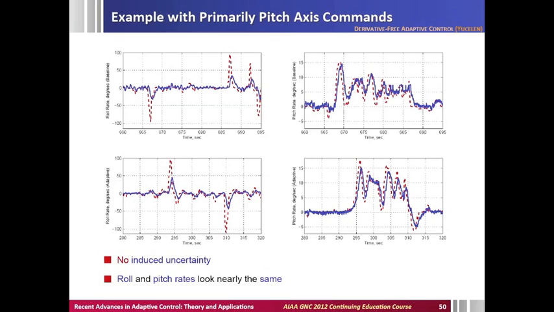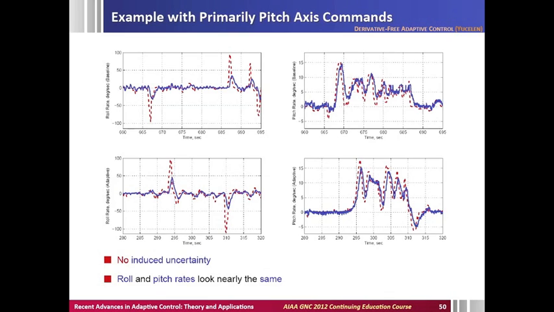In this slide and the following slides, you will see four figures. The red dashed lines are pilot comments or auto-generated comments from the ground station. The blue lines are the actual aircraft response. This is for roll rate, this is for pitch rate. These are for the baseline controller, and these are for the adaptive controller.